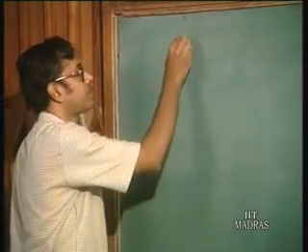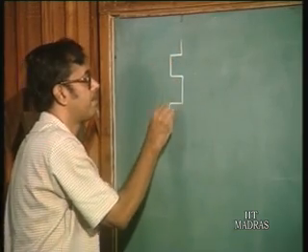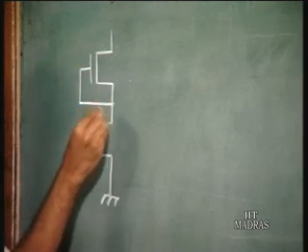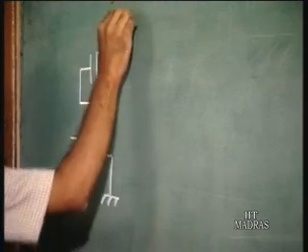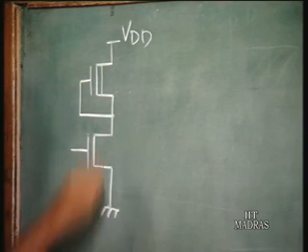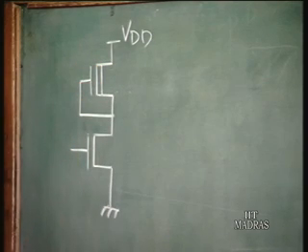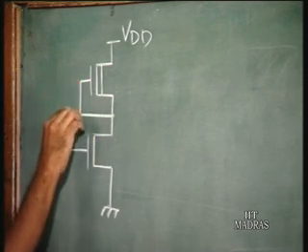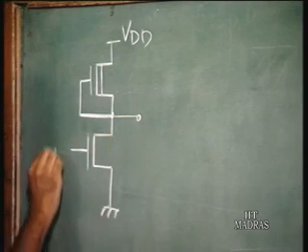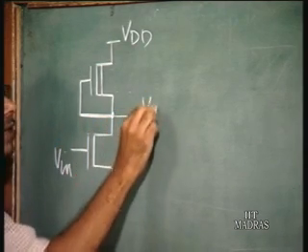So the structure of this is something like this. This is a depletion mode MOSFET. The symbol is something like this. You put an additional line here, which signifies it is a depletion mode MOSFET. For this MOSFET, the gate and the source are shorted for the load transistor. So here it is V in, and here you have V out.